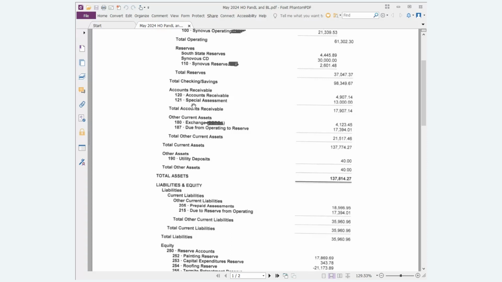And then special assessment. As I mentioned earlier, you can see there was a special assessment from the P&L for this HOA, and there's $13,000 still outstanding on that.